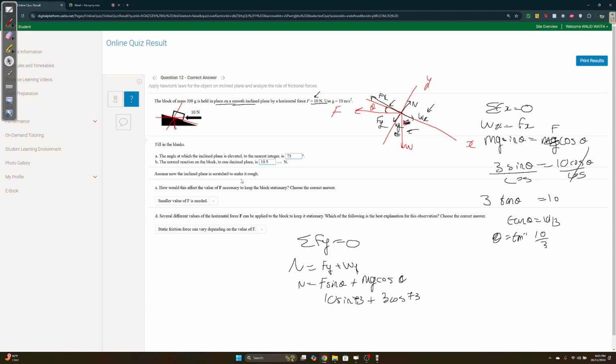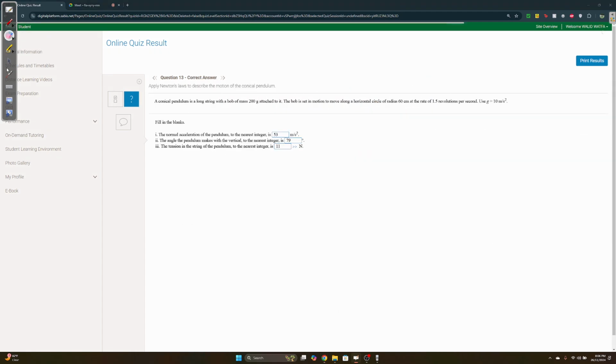Assume now the inclined plane is scratched to make it rough. How would this affect the value of F to keep the block stationary? Obviously, to keep it at rest, if there's now friction, then you apply less force, right? Because the friction is also helping you out. Earlier, we didn't have friction here, so you had to apply more force to stop it from falling. Now you have to apply less force. Several different values of the horizontal force F can be applied to keep it stationary. Which of the following is the best explanation for this observation? Static friction force can vary depending on the value of F. Okay, basically, memorize.